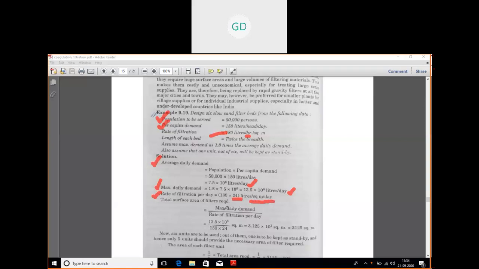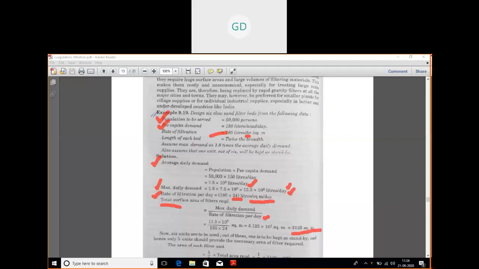Okay, then you can find out the total surface area. You can find out the surface area by dividing the maximum daily demand by rate of filtration per day. Maximum daily demand you already got as 13.5. Then you need to divide it by your rate of filtration. Then you will get the surface area here.